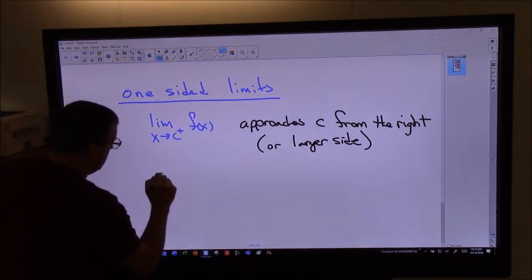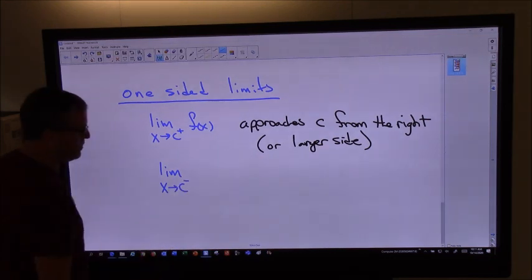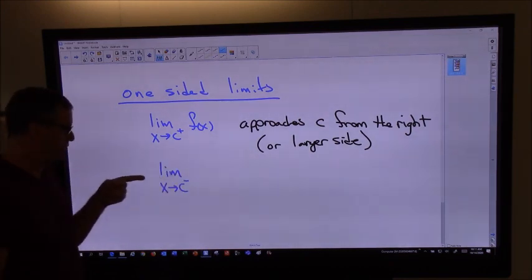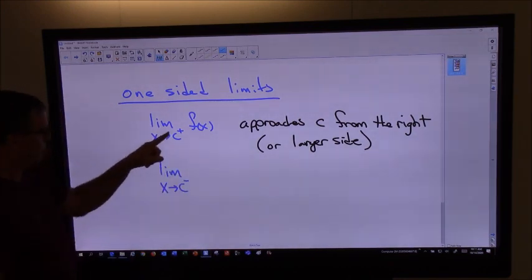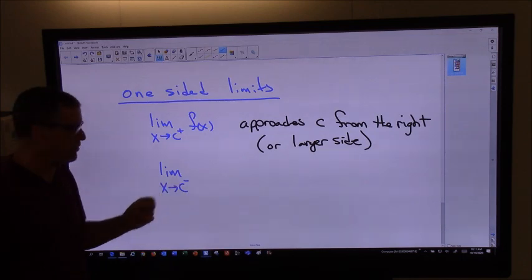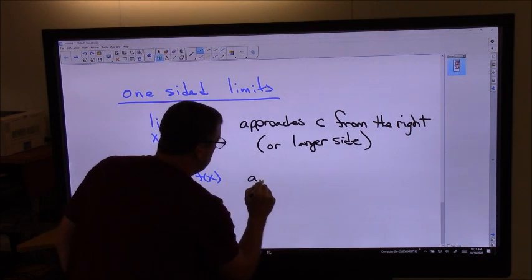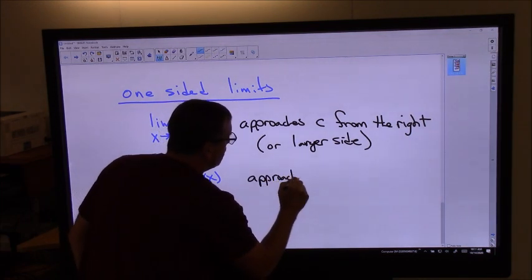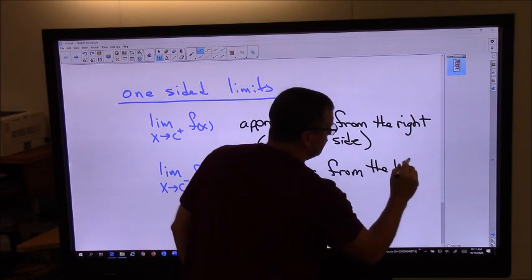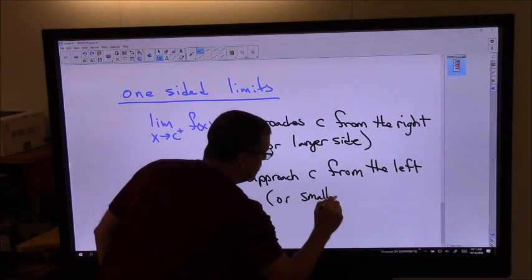And if I say the limit as x approaches c, and I put a negative sign up there where the exponent goes, now I'm approaching it from the smaller side. Okay? And we don't need to come at it from both directions. When we see this plus or minus sign here, we only come at it from one direction. I really don't care what's happening on the other side. So this right here would approach c from the left, or smaller side.